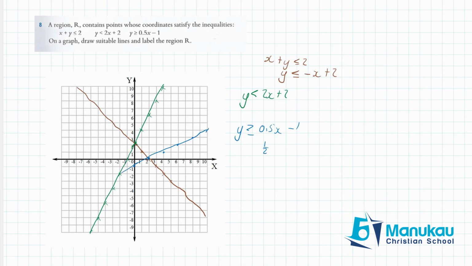Okay, now we have to show where the region R is. Well, R is this region in here. It's underneath the brown line, underneath the green line, and above the blue line. And so you can see it's that little region here.